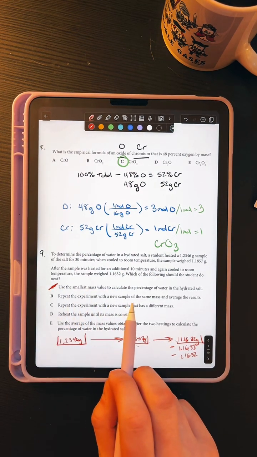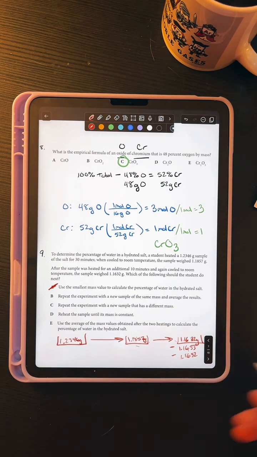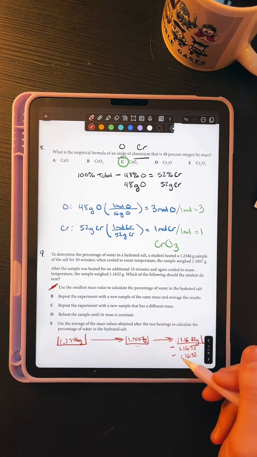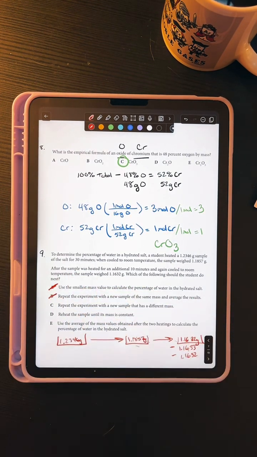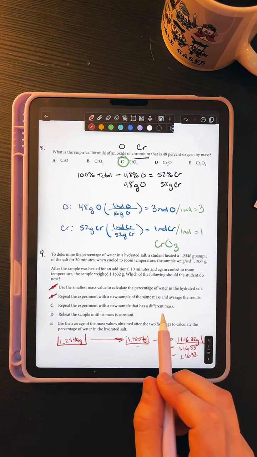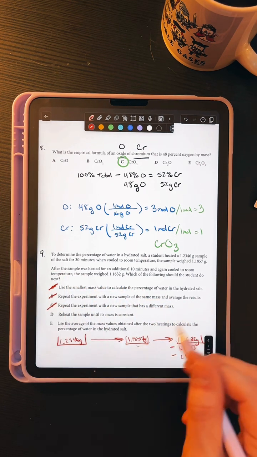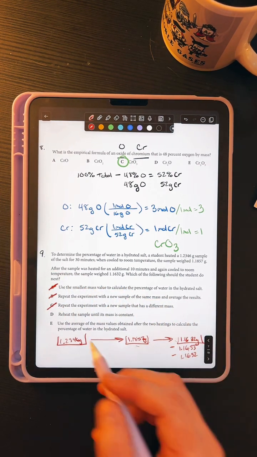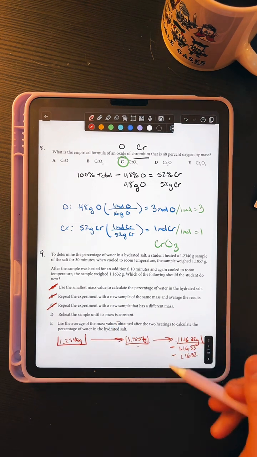Repeat the experiment with a new sample and average the results. Well, if we did a new sample and averaged the results, again, we're not remaining unchanged yet. So that would be good if we remained unchanged, but nope, can't do that. Repeat the experiment with a new sample that has a different mass. Nope, because remember, different masses will have the same percentage of water. Reheat the sample until its mass is constant. That's what we're talking about here, right?